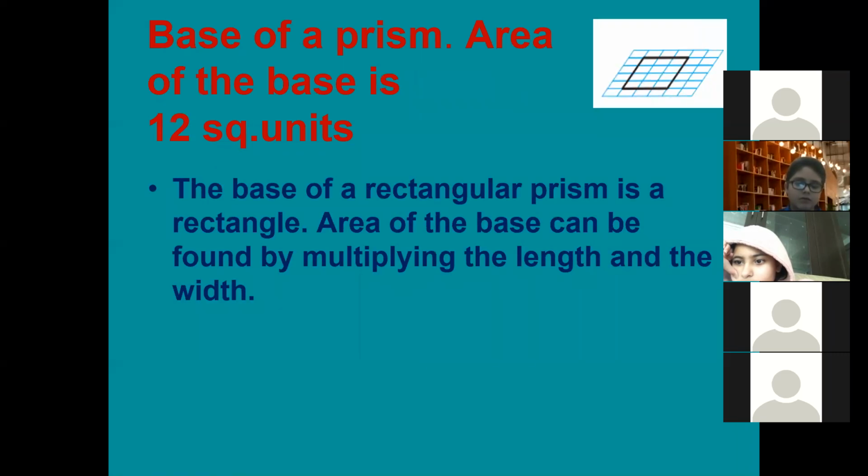Now, the base of a rectangular prism is a rectangle. So the area of the base can be found by multiplying the length and the width. You know, area of a rectangle is length multiplied by width. Here, the length is 4 and the width is 3. So 4 times 3, the area will be 12 square units.